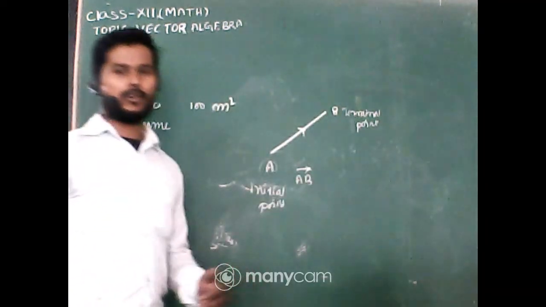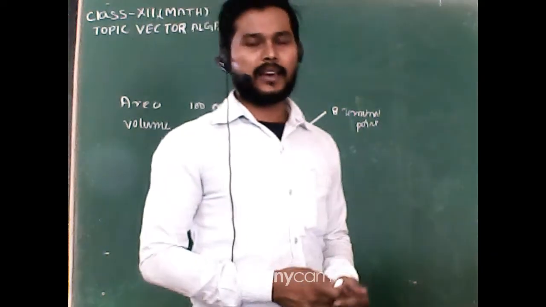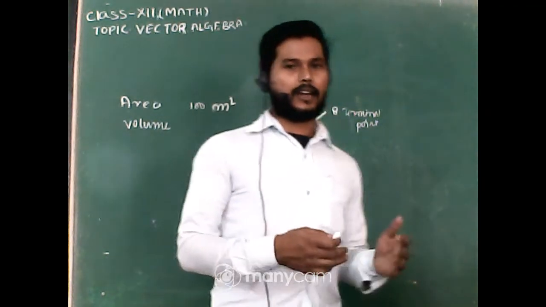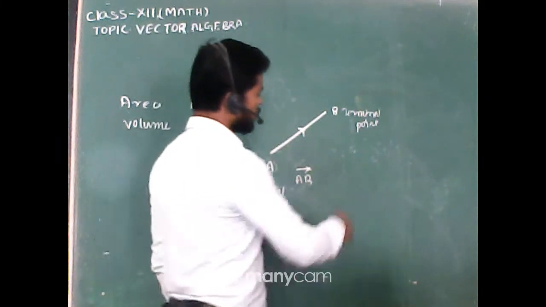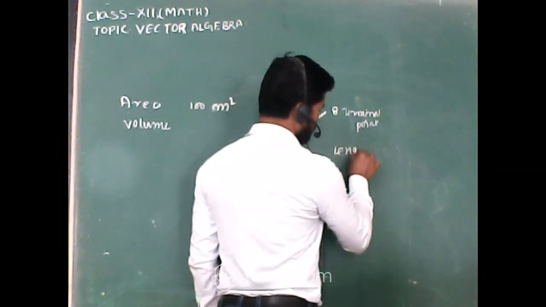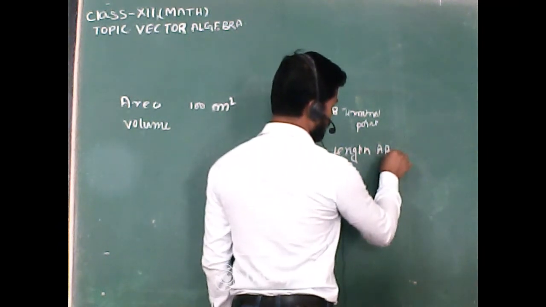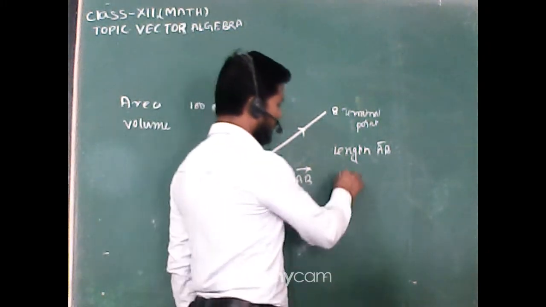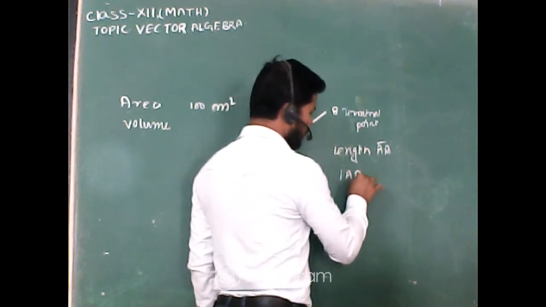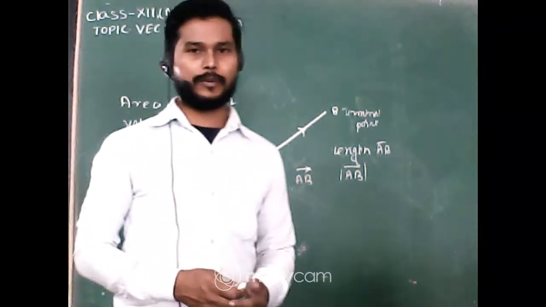So we can represent a vector by a line having a fixed direction, and the length of the line AB is called the magnitude of the vector, and it is denoted by mod of AB vector.